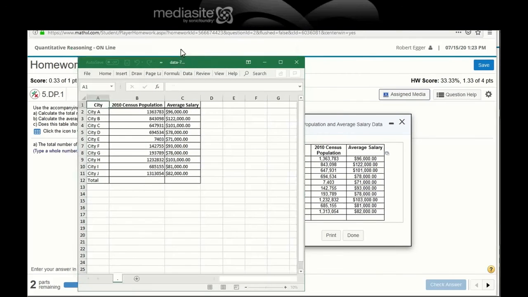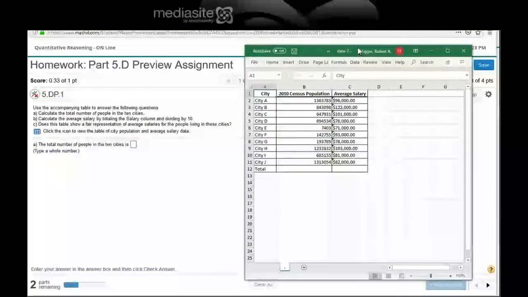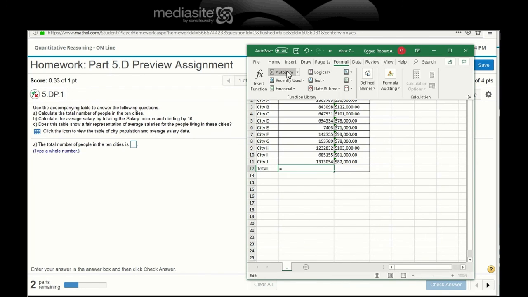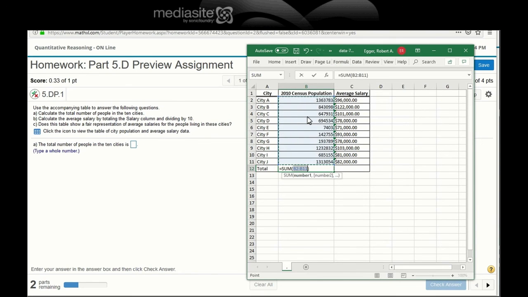And let's get this moved about. All right. So let's find the total population. Again, we'll highlight the cell we want to have the data in, and let's do equal, and let's do a sum. Sometimes you got to double click these. There we go. So B2 would be B11. So there's our population.